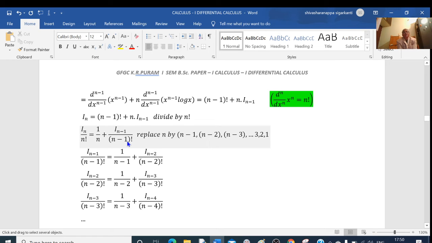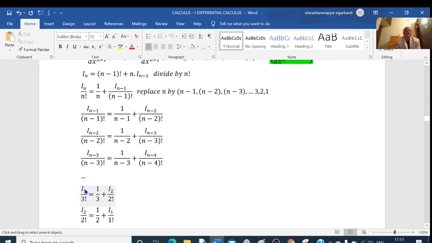Now, replacing n by n minus 1, n minus 2, n minus 3, up to 3, 2, 1. If I replace n by n minus 1, I am getting I_(n minus 1) by (n minus 1) factorial equal to 1 by (n minus 1) plus I_(n minus 2) divided by (n minus 2) factorial. Replacing n by n minus 2, I am getting this one: I_(n minus 2) divided by (n minus 2) factorial equal to 1 by (n minus 2) plus I_(n minus 3) divided by (n minus 3) factorial, and go on substituting here.